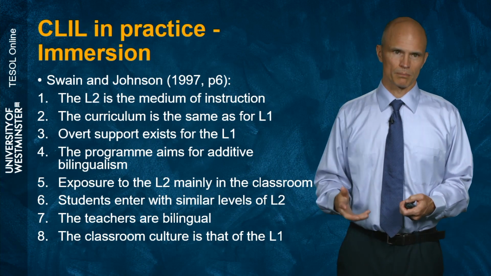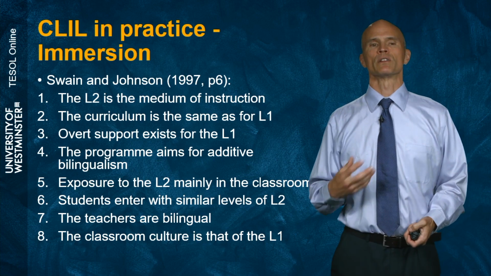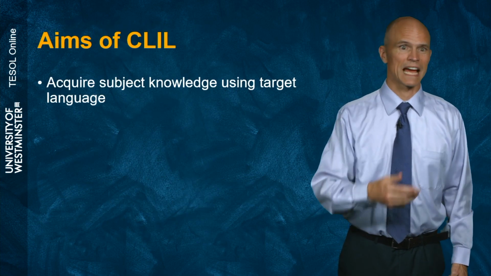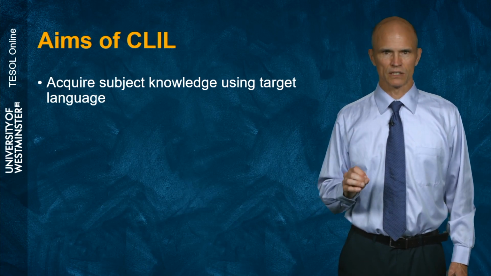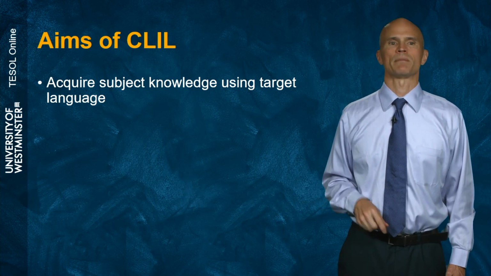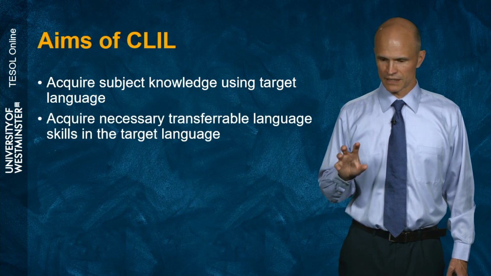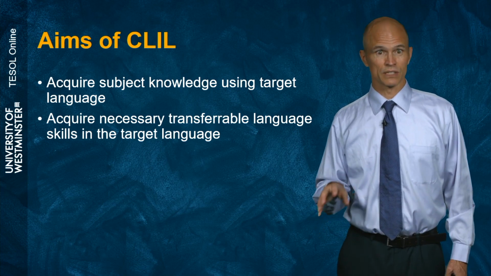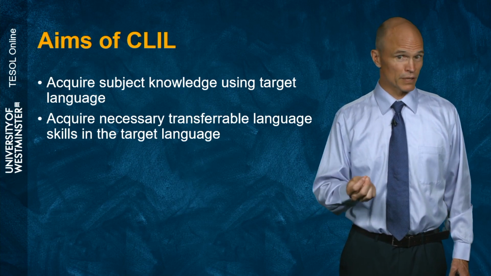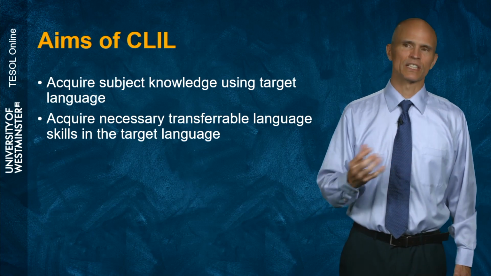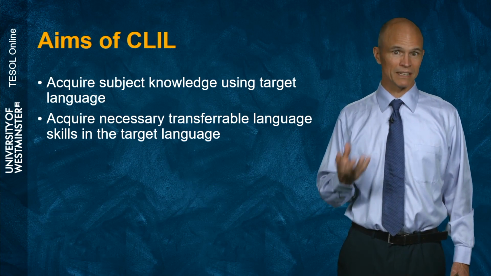That is one of the purposes of immersion specifically, or CLIL more generally, that you learn an appreciation of the lingua culture, the language and the culture. So the aim of CLIL is to acquire subject knowledge, content knowledge. When I say subject or content, I mean the same thing. To acquire content knowledge using the target language, to have the necessary transferable language skills in the target language. I'm learning French and I'm learning words like noun and verb in French, but I can apply those to English as well, so that I don't lose my first language, so that my bilingualism is in fact additive.